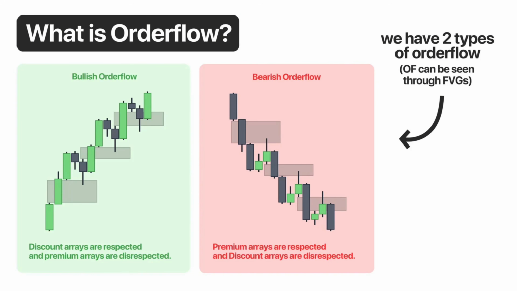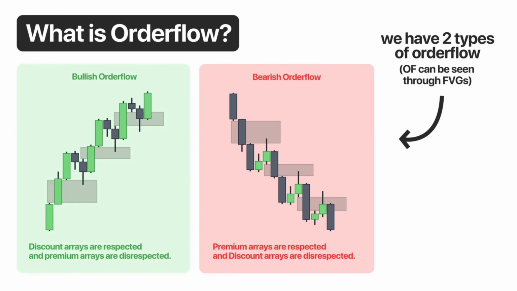Premium arrays are simply the opposite. They're resistance levels. If you're bullish, a resistance level would be a bearish fair value gap. So those are your premium arrays, and in bullish order flow, those are going to be disrespected. Same thing with bearish order flow. Now we're pointing lower, we're looking for lower prices. So we want to see these premium arrays be respected, these resistance levels, these bearish fair value gaps, these swing highs that we can sweep to then continue moving lower. And then discount arrays, we want to see those get disrespected. So your swing lows, your bullish fair value gaps, we want to see that get ran through and disrespected.